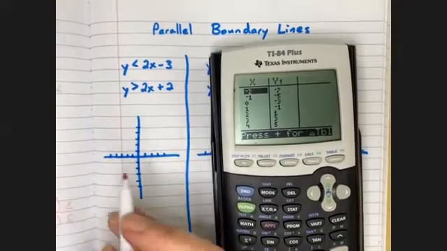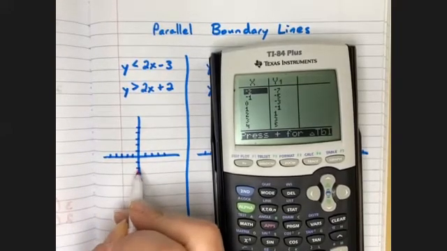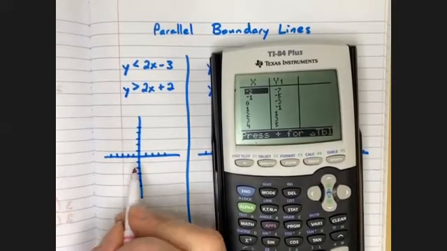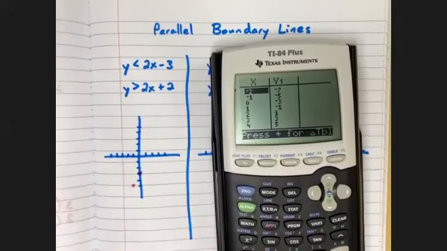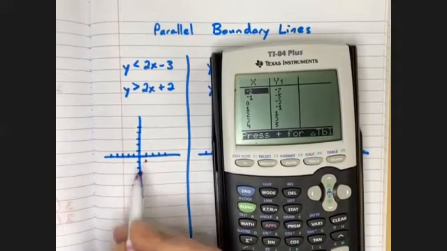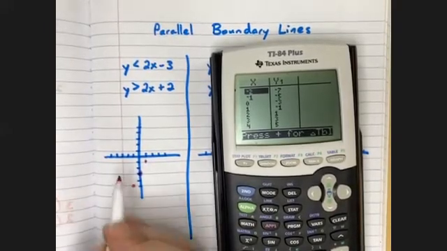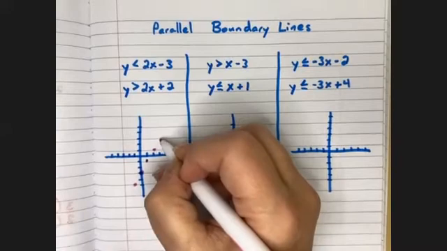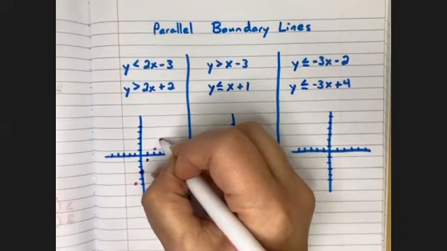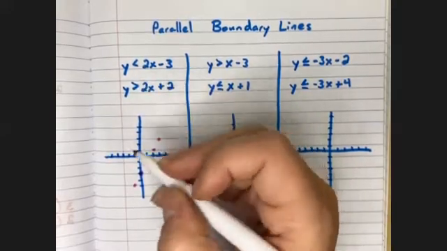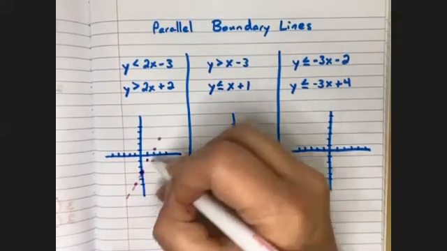I could do -1, -5. So -1, 1, 2, 3, 4, 5 is there. 0, -3 is there. 1, -1 is about there. 2, 1 is about there. 3, 3. I could keep going. So you get the idea. There we go. And now I have to decide, is this solid or dashed? There's not an or equal to, so I'm going to dash it.